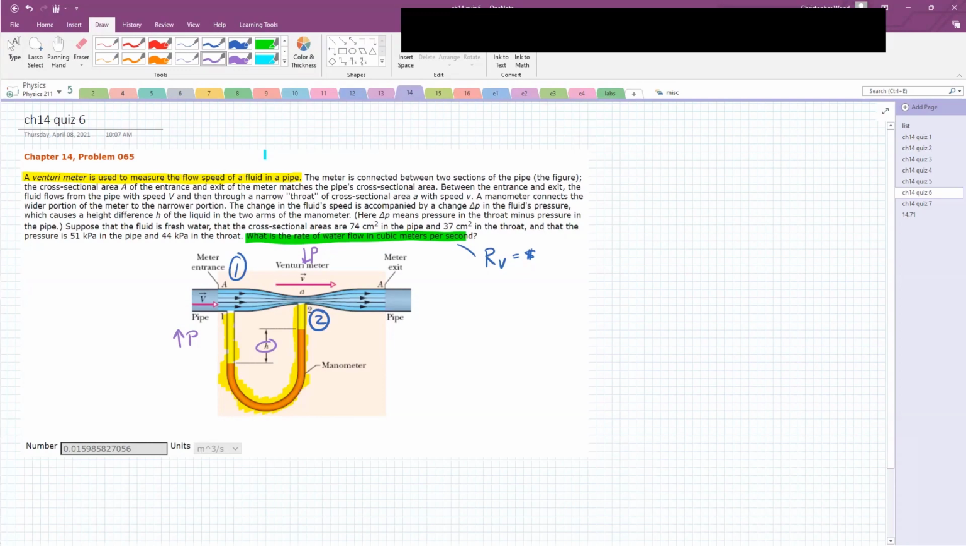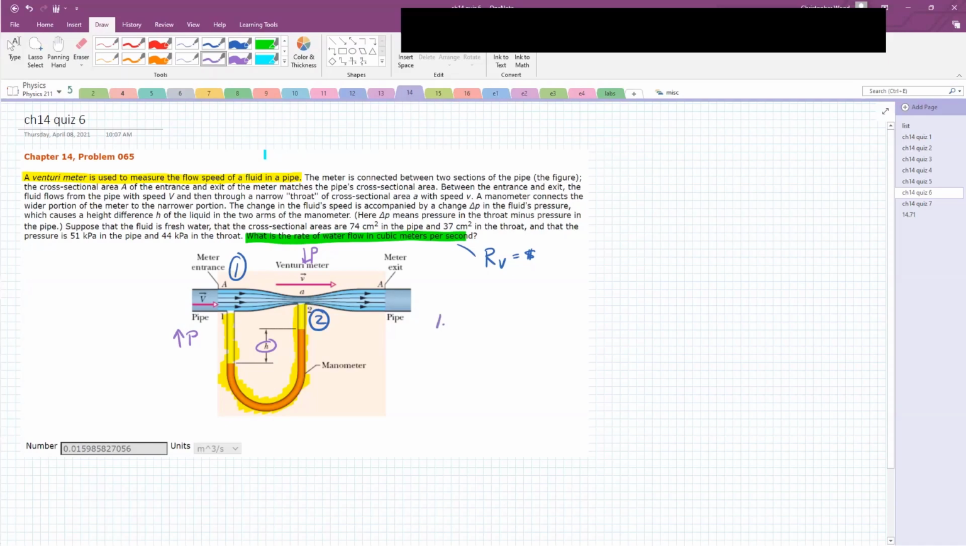Here, delta P means the pressure in the throat minus the pressure in the pipe, although they told us that, but we would go ahead and just figure that out anyway without being told. This is fresh water, and we know these cross-sectional areas, and we know the pressures, the relative pressures. What's the flow rate? So here goes, ready.